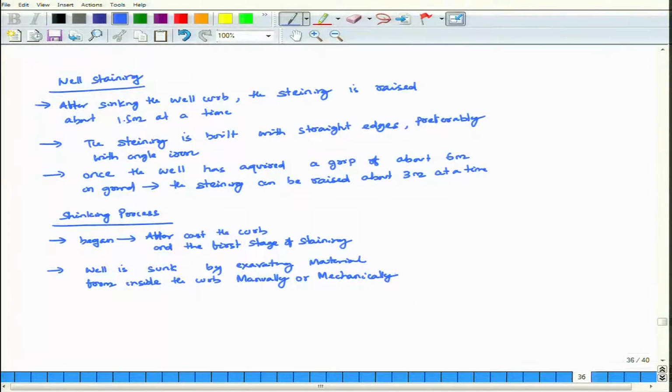When the depth of water inside the well is up to 1 meter, dredging is done manually.